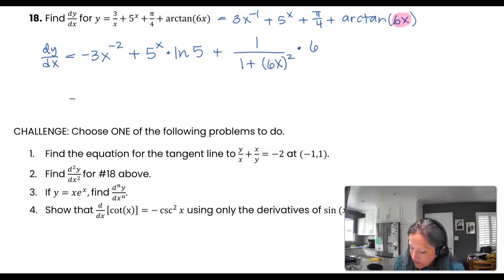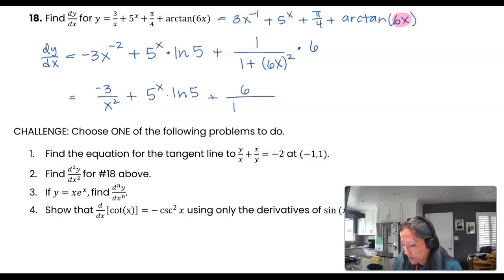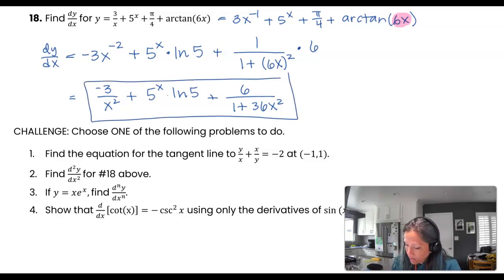So if we clean all of this up, we ended up with negative 3 over x squared plus, there's really no better way to write this one. Then we could put the 6 in the numerator of this thing. Up to you if you left that as 36x squared or 6x quantity squared. Those are the same thing. So there is your final answer to number 18.